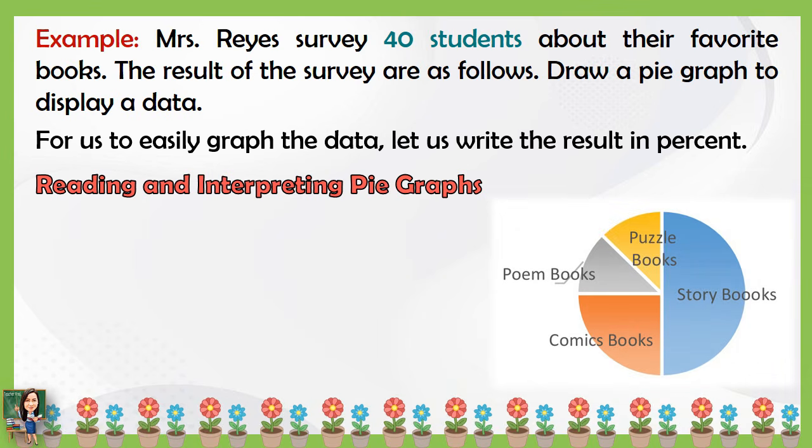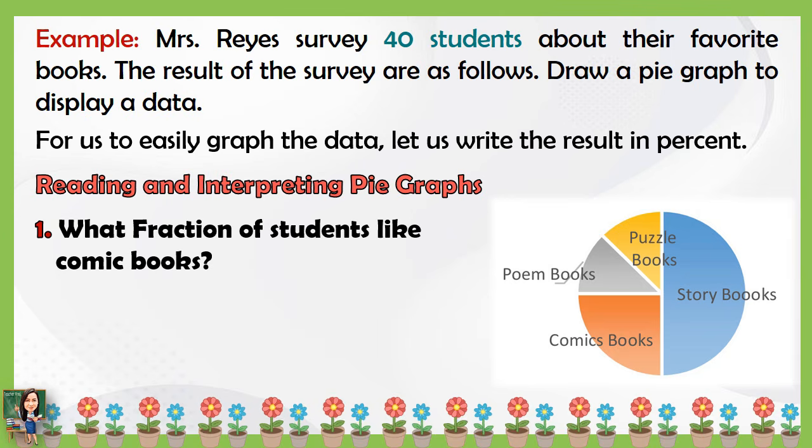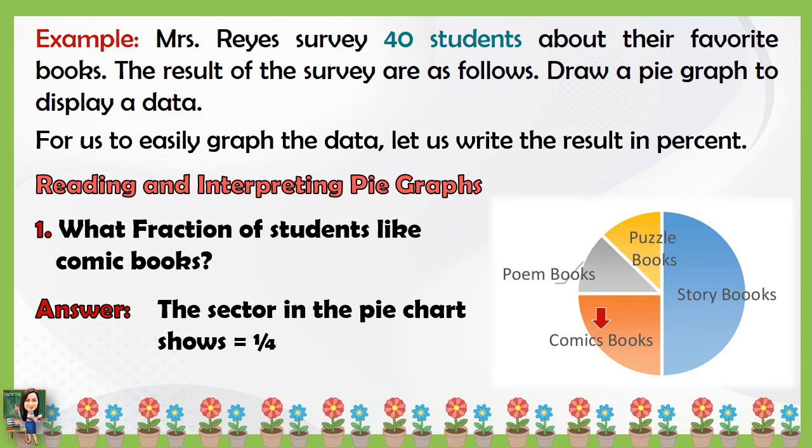And here is how to interpret the pie graph. For the first question, what fraction of students like comic books? The part which is orange color represents comic books. So the answer is, the sector in the pie chart shows 1/4.